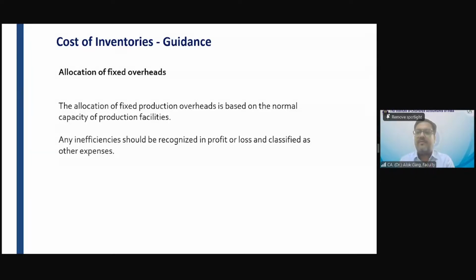10 rupees. 1 lakh rupee of fixed overhead divided by normal production capacity of 10,000 units, which is 10 rupees, Sir. Right? So now the second question.